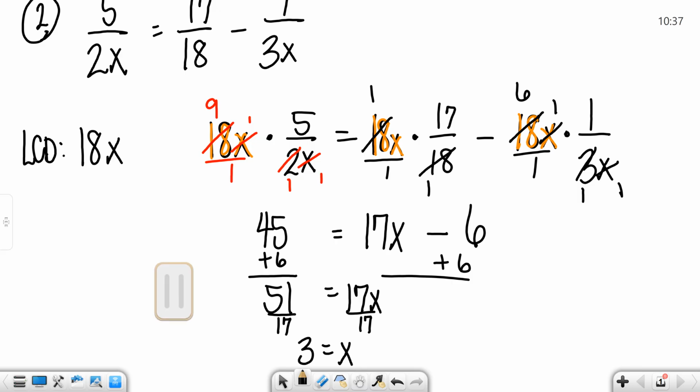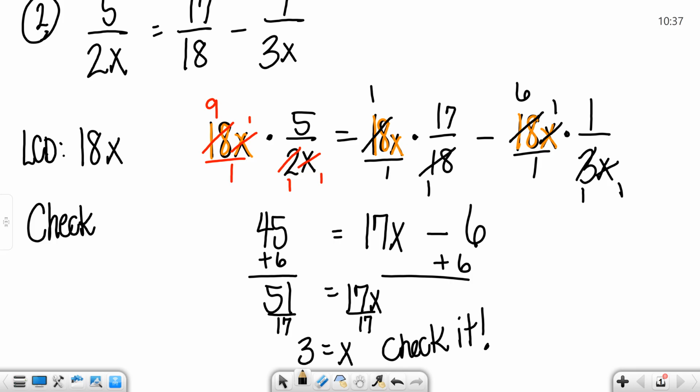Now wait a minute. This is where you've got to go check it. All right? Because x was in my denominator in the original problem. So if I go up here to the original problem, I'm going to write check it over here. Really what I'm looking for is, is it going to make me have a 0 in the denominator? So my denominators, where x is involved, are 2x and 3x. Well, 2 times 3 and 3 times 3.